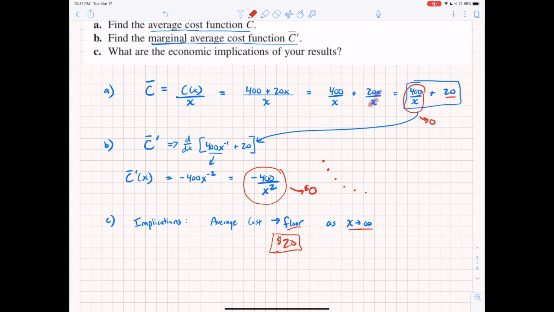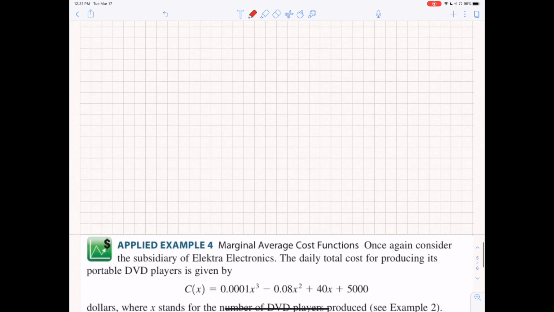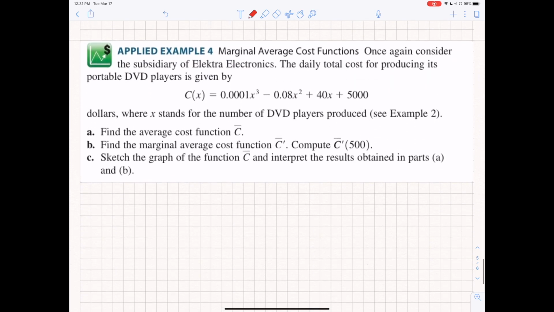And so that's our first example. The next example that we're going to take a look at is this applied example 4, marginal average cost function. What we're going to do is go back to that Electronics, who's making the DVD players, and look at it now in terms of this average cost and how this average cost is changing. And then again, interpret it and actually sketch the graph, which I'll use Desmos for.